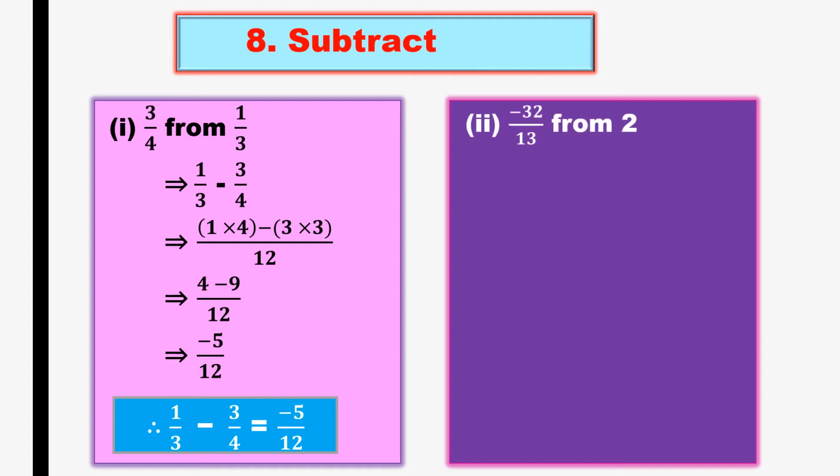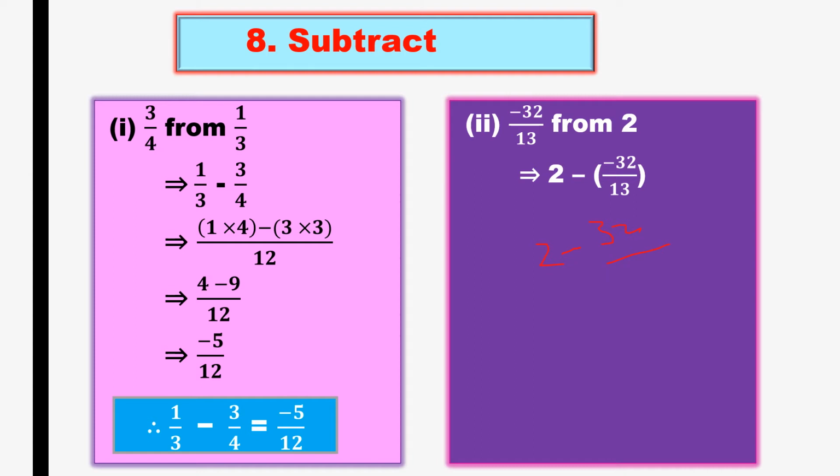Minus 32 by 13 from 2. So here after from, 2 is there, so you should write first 2. 2 minus of minus 32 by 13, because here this number is having minus symbol and we are doing subtraction, so put minus symbol. Okay, you will be confused. Some of you will be writing like this, 2 minus 32 by 13.